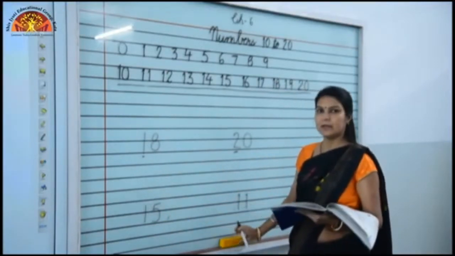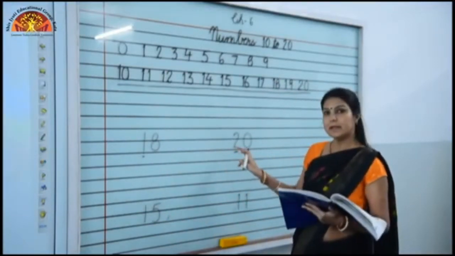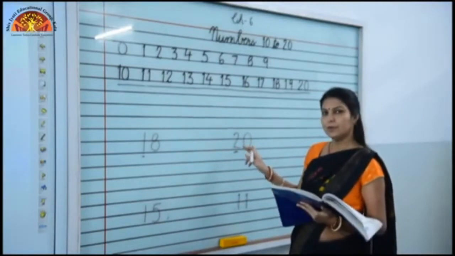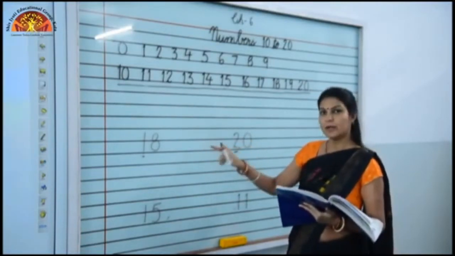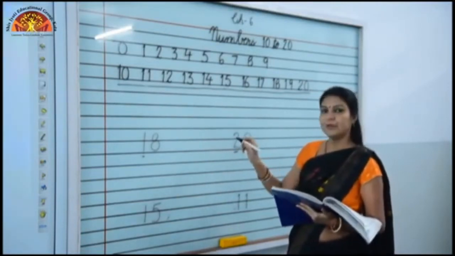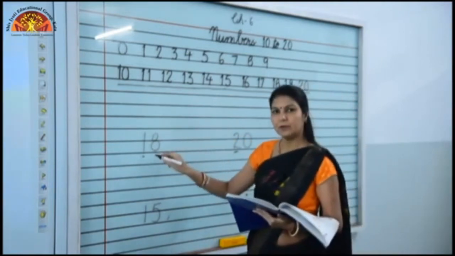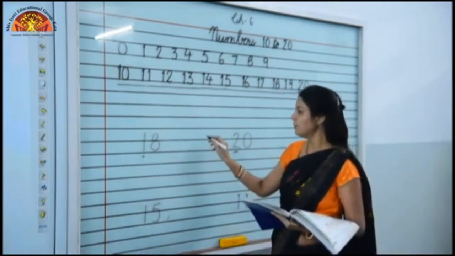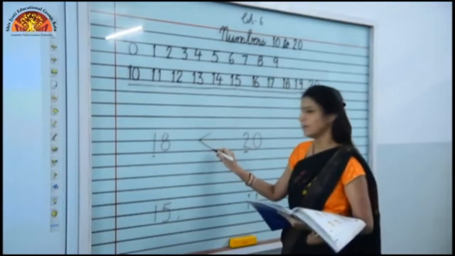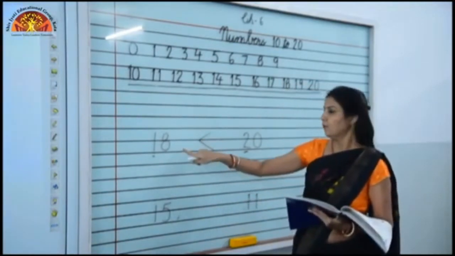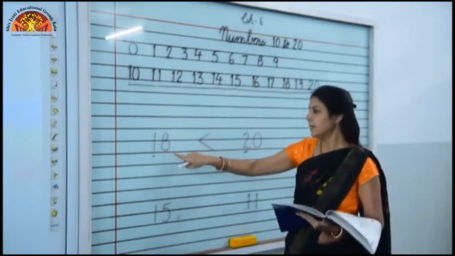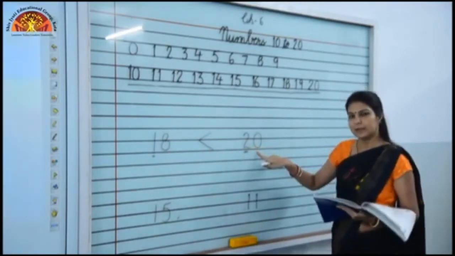18 and 20. Now which number is greater here? Just now I told you 18 is smaller and 20 is greater. So which sign we will put it in front of 18? We will put the sign of lesser than in front of 18. What is the meaning of this? 18 is lesser than 20.